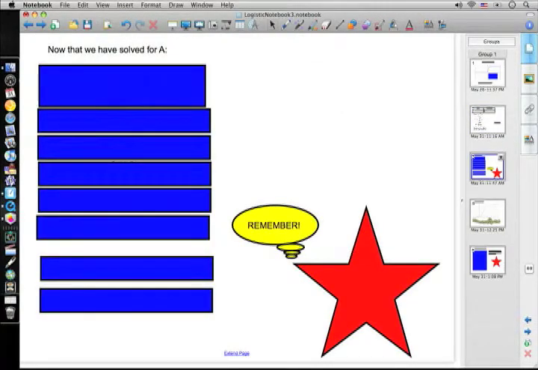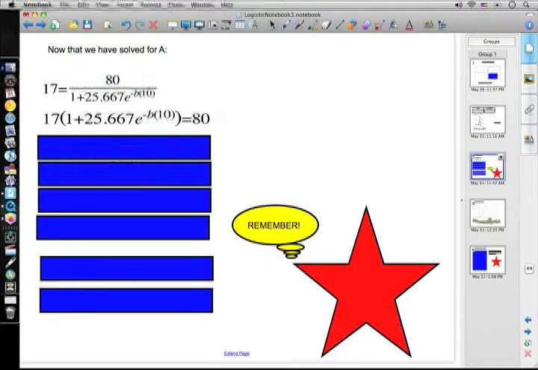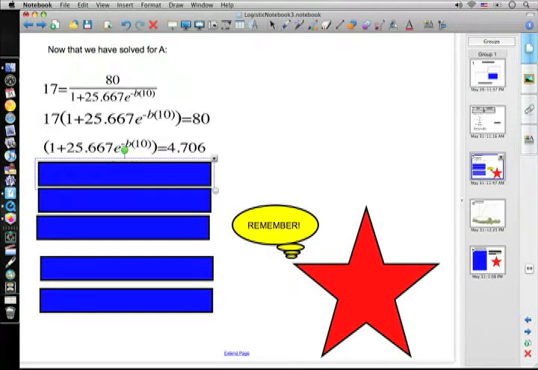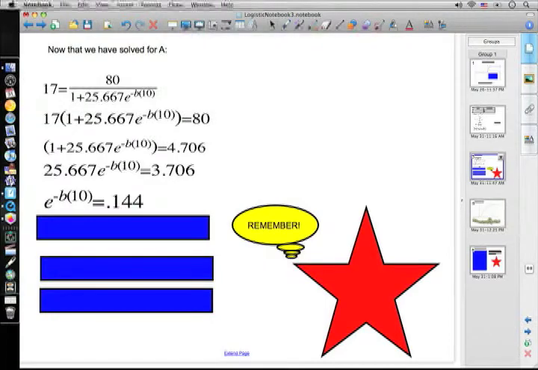Now that we have solved for a, plug 25.667 back into the equation to solve for b. It will be a similar process to solving for a. Begin with 17 equals 80 over 1 plus 25.667e to the negative b times 10. First, eliminate the denominator through cross multiplication. Then divide by 17. Subtract 1 so you're left with the equation 25.667e to the negative b times 10 equals 3.706. Then divide 3.706 by 25.667 to get e to the negative b times 10 equals 0.144.